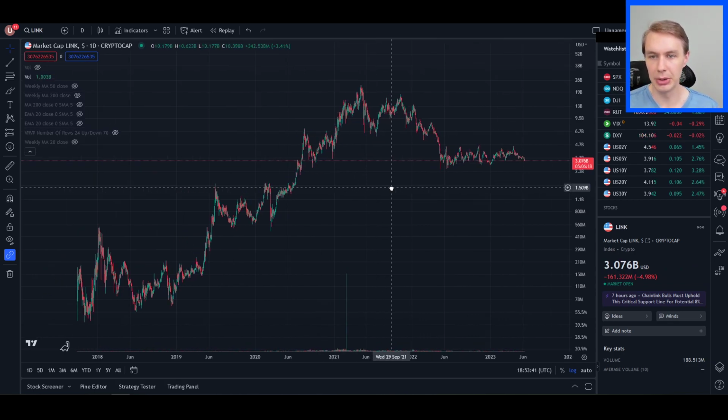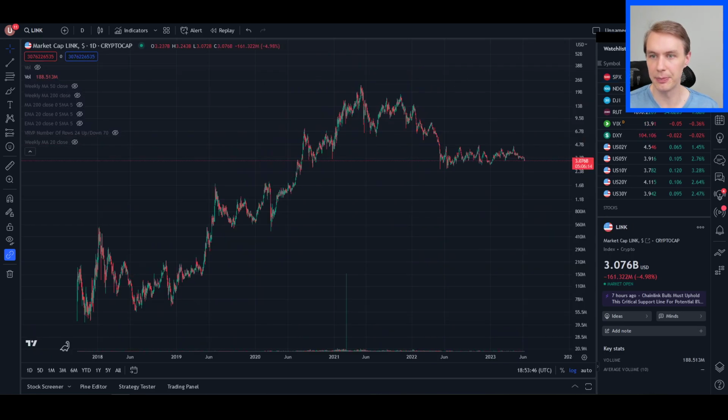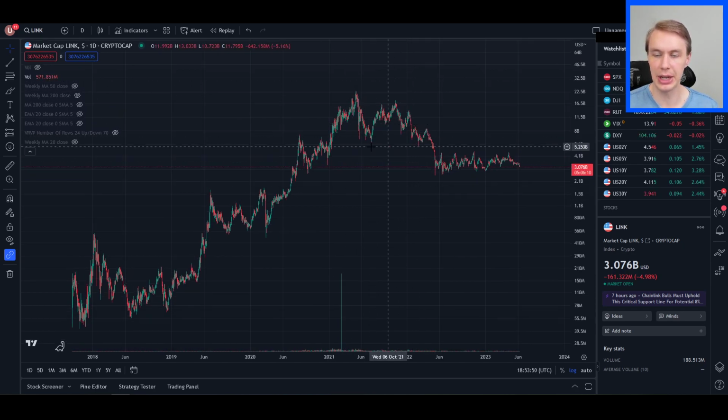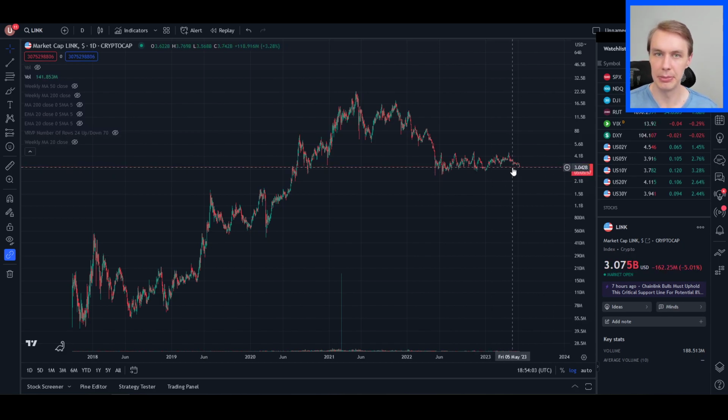Market cap is defined by multiplying price by the circulating supply. When we look at that, the charts between price and market cap look quite similar, but they're notably different in that market cap takes into account circulating supply. The all-time high market cap for Link was about $22.2 billion, and now we're sitting at around $3.0708 billion.